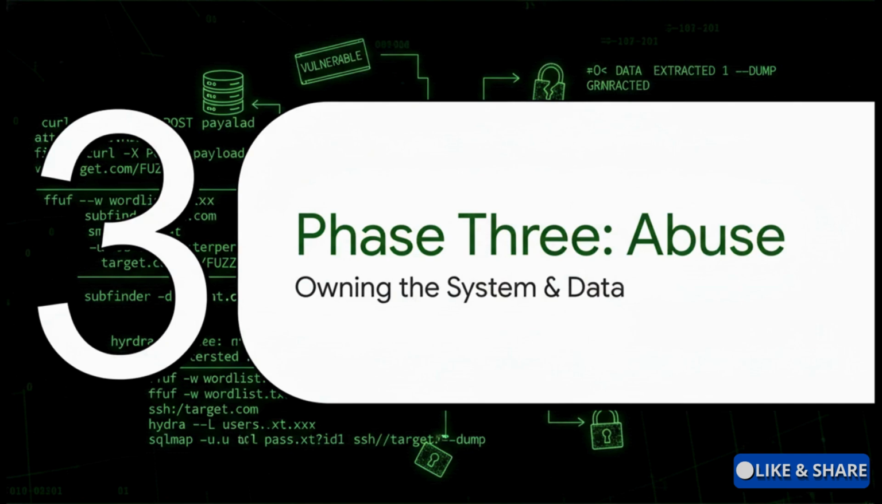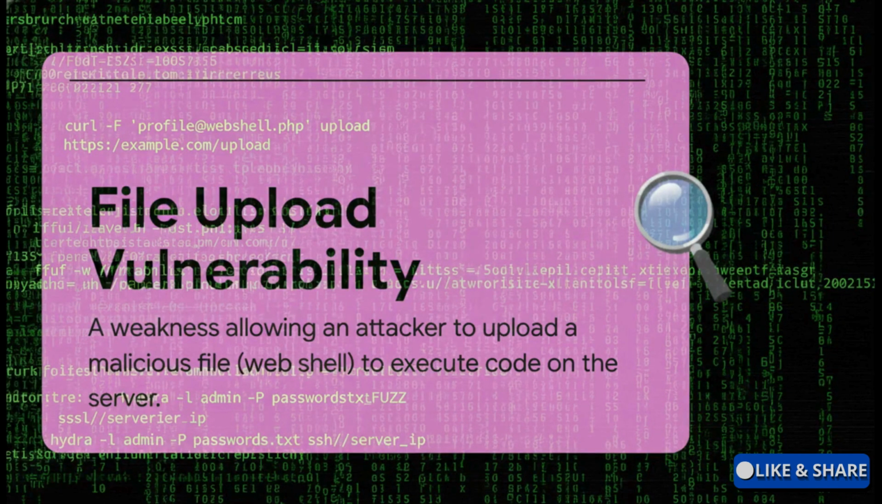This is where they go from being an intruder to being the one in control. It's about owning the system and taking what they came for. And one of the absolute holy grails for an attacker is finding a file upload vulnerability. This is so powerful. They find a totally normal feature, like where you'd upload a profile picture. But instead of a picture, they upload a little piece of malicious code, a web shell. If the server is badly configured and just accepts it, boom, game over.